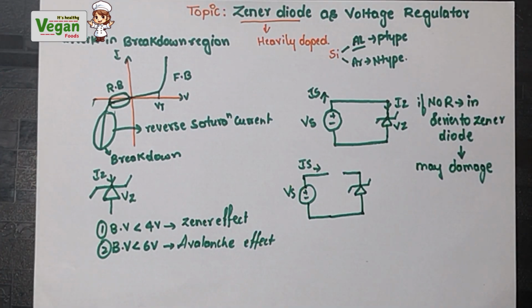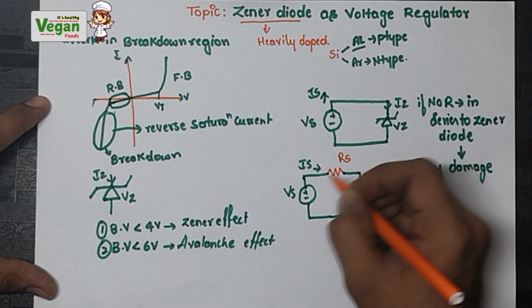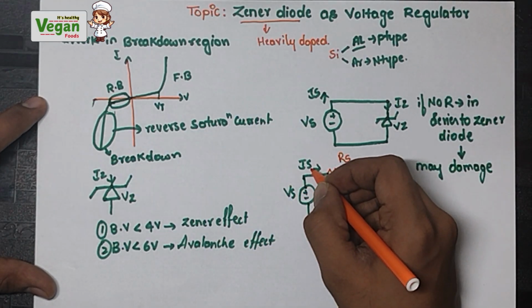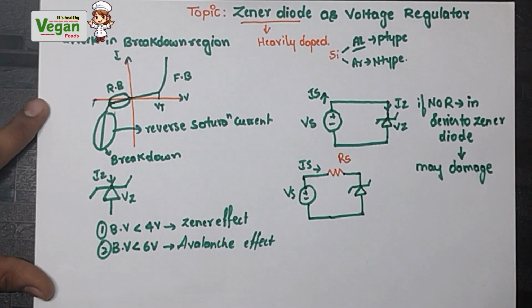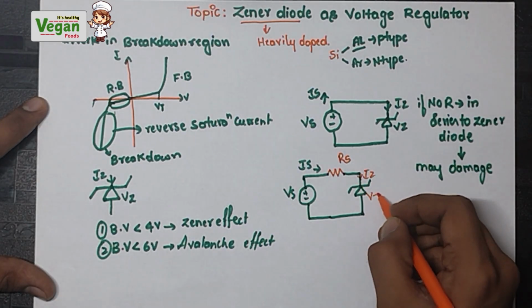So in order to reduce the damaging of the Zener diode, we will add a resistance in series. I will call it RS, because the voltage Vs and current Is are flowing through it. This is current Iz and Vz.